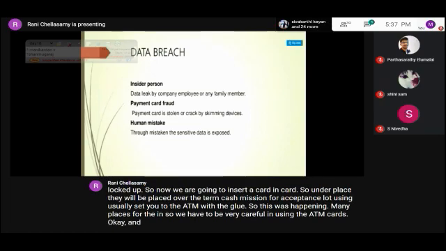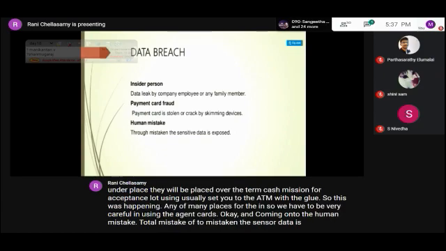Okay, and coming on to the human mistake, through mistakes, sensitive data is exposed.